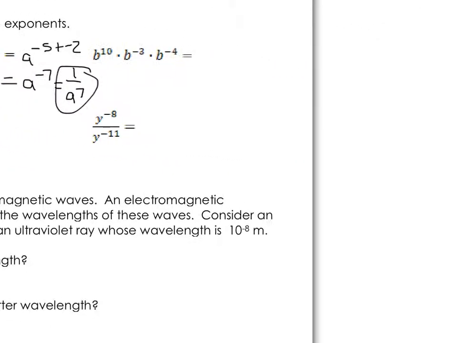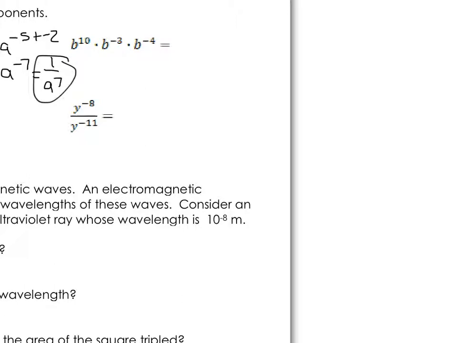B to the 10th power times b to the negative 3rd times b to the negative 4. Our product rule tells us that we can add all those exponents. So that's b to the 3rd power, and that's it.